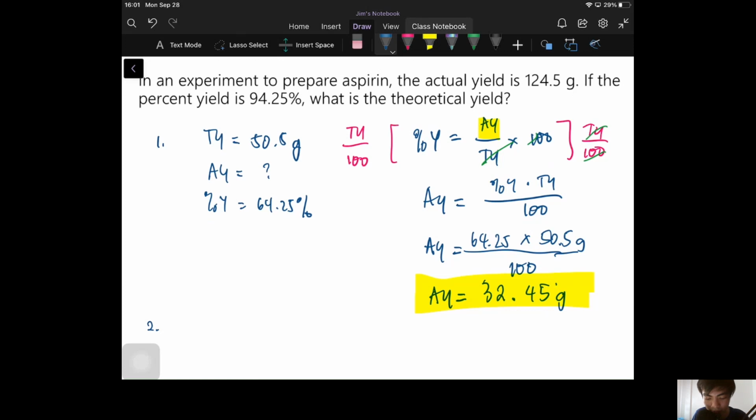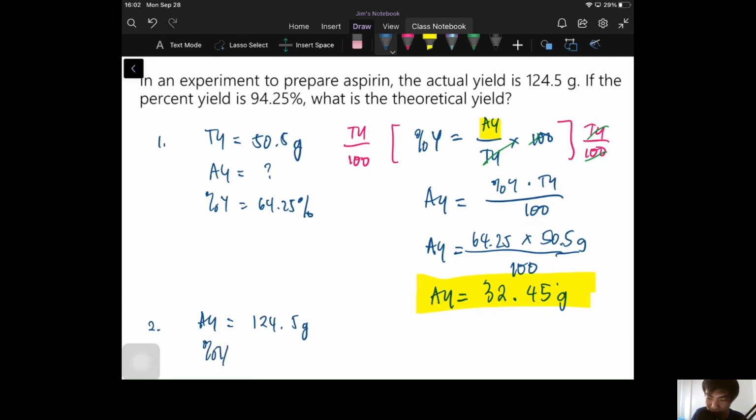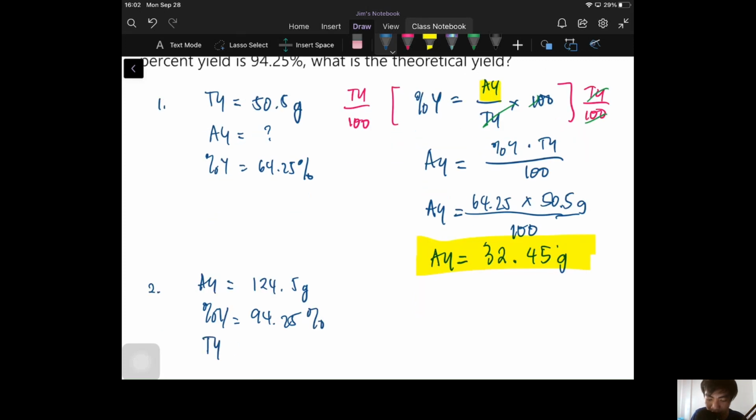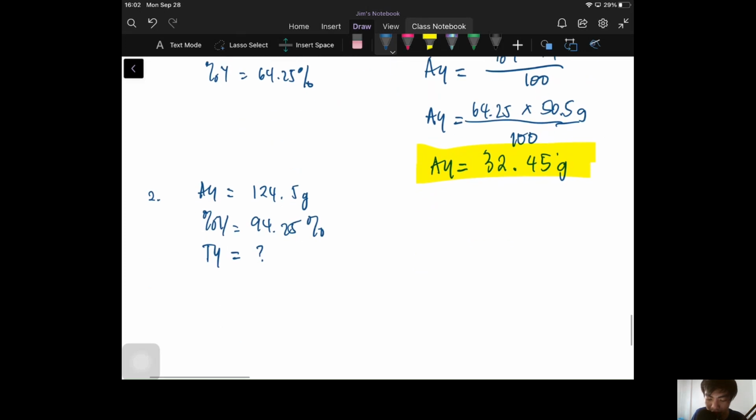In an experiment to prepare aspirin, the actual yield is 124.5 grams. If the percent yield is 94.25%, what is the theoretical yield? Okay, this is easy. Again, it's just manipulation of the equation. So this is percent yield equals AY over TY times 100. We are going to solve for the TY. So that's TY over percent yield.